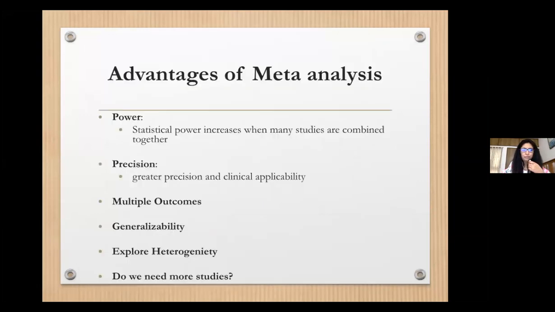So, as you very rightly put, what a meta-analysis gives us is power, because we are combining the samples of all the other studies, and precision. Plus, we can also analyze multiple outcomes. For example, in an RCT, we have only one primary outcome or at the most two, but here we can look at multiple outcomes. It also has more external validity. You can explore heterogeneity, and we also can come to know whether we need more studies or not, right?